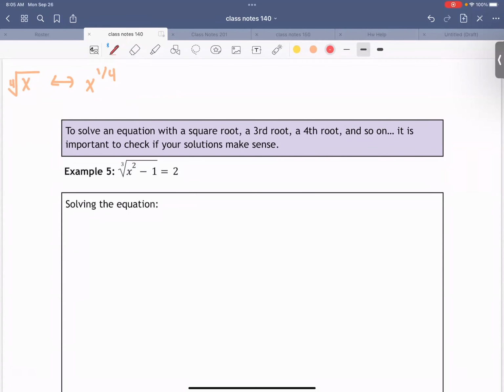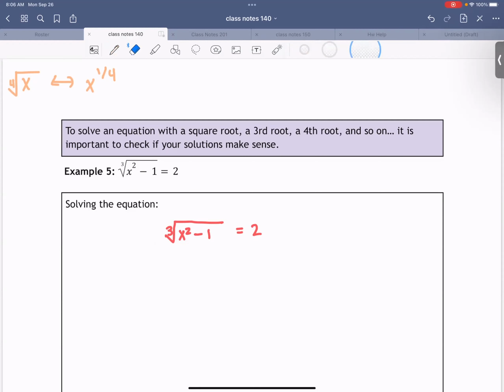Okay, so here we have the third root of x squared minus 1 equals 2, and we want to solve for x. Now I'm just going to rewrite the equation here so I can do stuff with it. So let's see, we have a third root or a fractional exponent. Does anyone know how to undo a third root? Okay, I like how you did multiply it by 1/3. That's close, but not exactly.